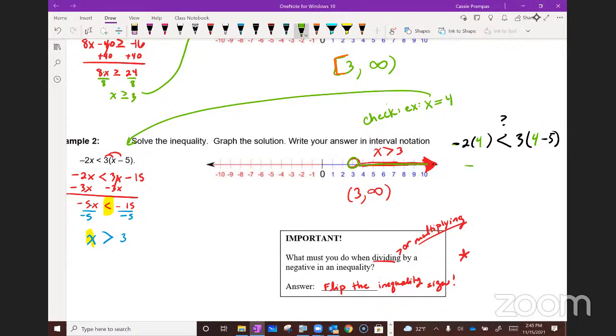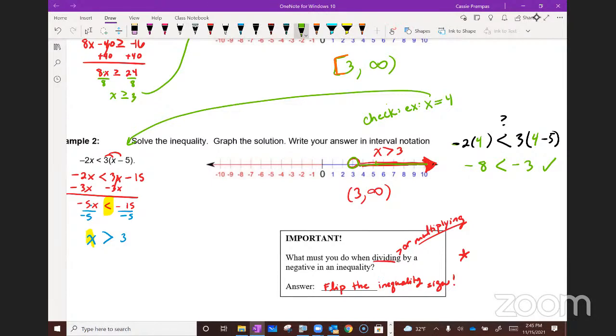So -2 times 4 is -8. 3 times -1 would give me -3. Is -8 less than -3? Yeah, that's true. So that means 4 should be shaded. If I forgot to flip the inequality symbol, I might be checking a number like 0, because that would be shaded. And 0 will not fit here.